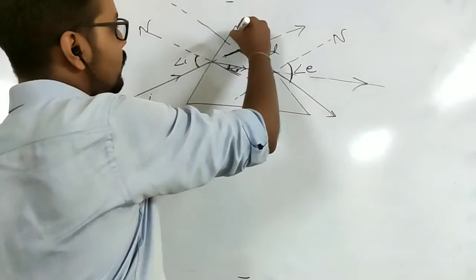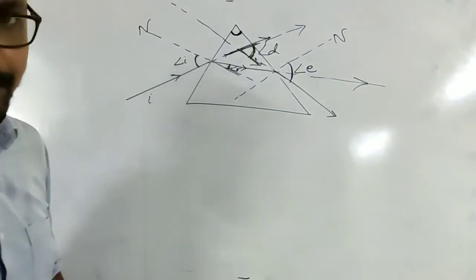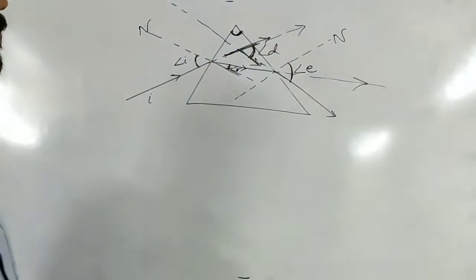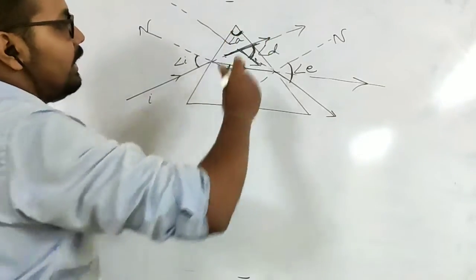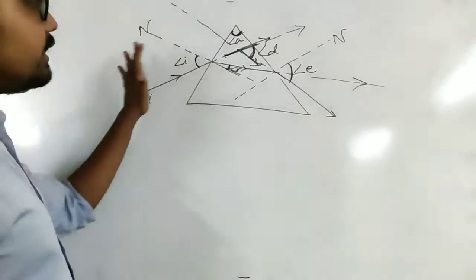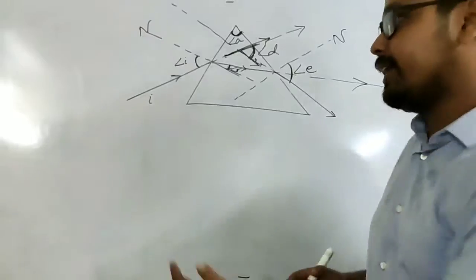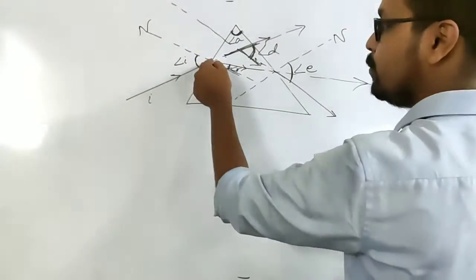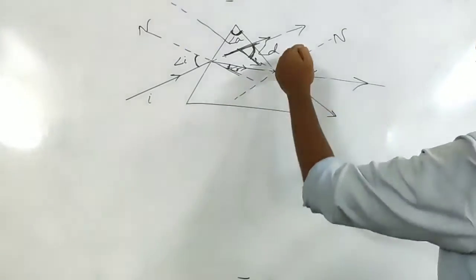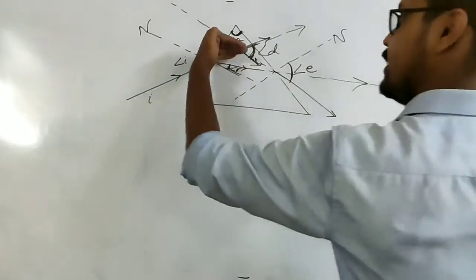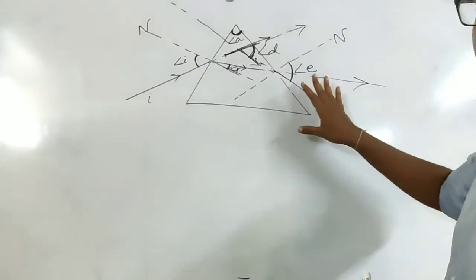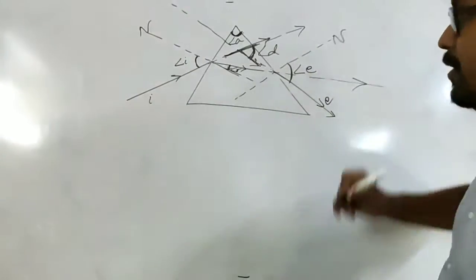And this angle is called the angle of the prism. Suppose it is angle A. Angle A is the angle of prism. That is how light refracts through a prism. It comes in, changes its path, and again changes its path. While coming in, it will move towards the normal. While going out, it will move away from the normal. Here it is moving towards the normal, and here it is moving away from the normal. So I hope that's clear to you. This is our ultimate emergent ray.